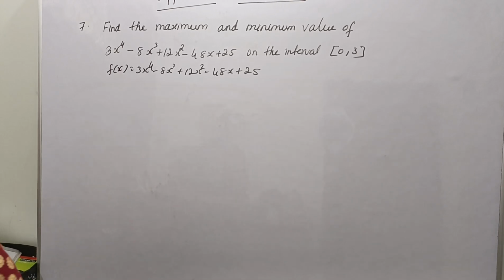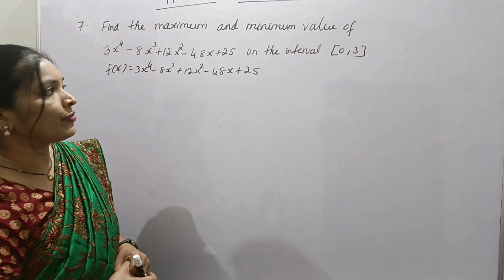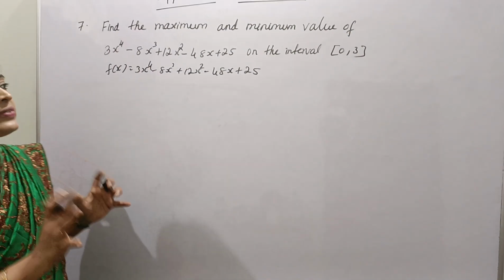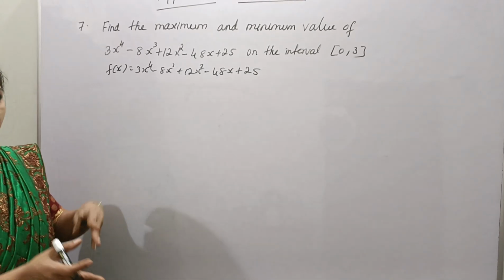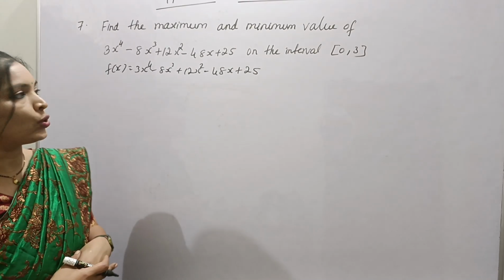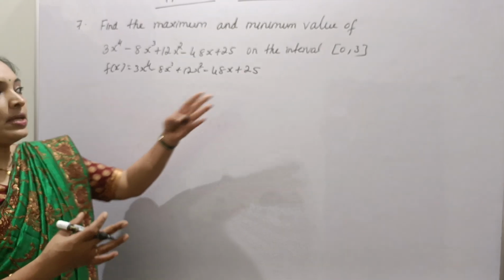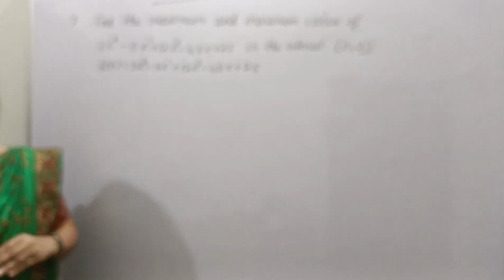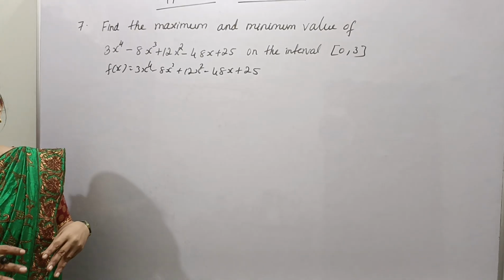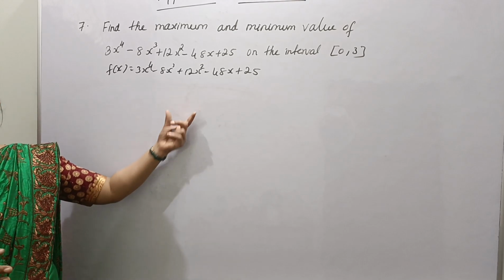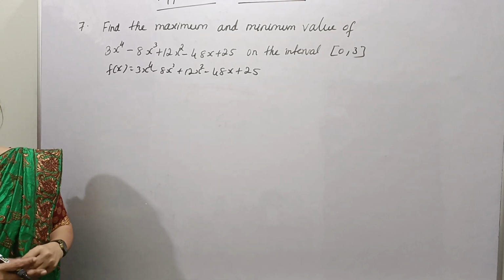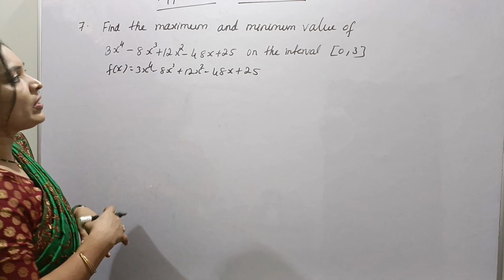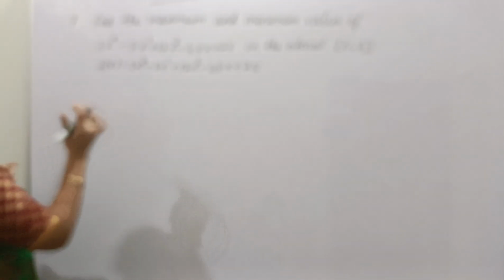Find the maximum and minimum value of 3x raised to 4 minus 8x cube plus 12x square minus 48x plus 25 on the closed interval 0 to 3. Here the interval is given, that means x belongs to the closed interval 0 to 3. So here let's find the least value of x and the most value of x, that is the maximum value of x, and find the critical points. Okay, in these values, what are the values of the function? From this we will find the maximum and minimum values of the function.